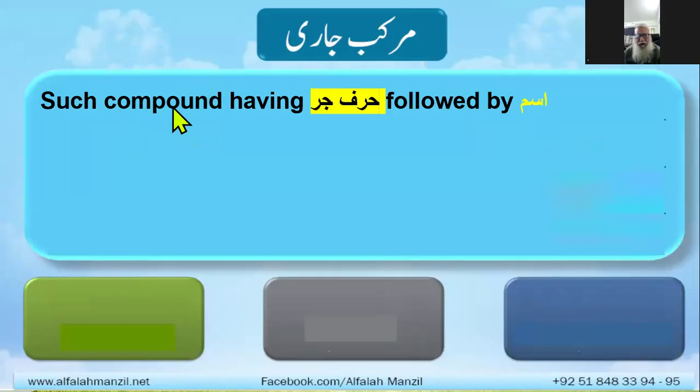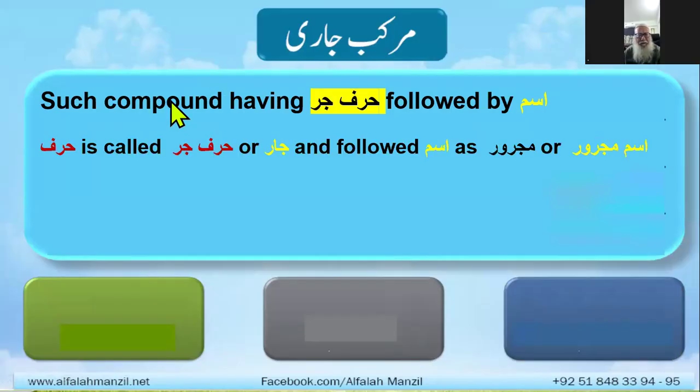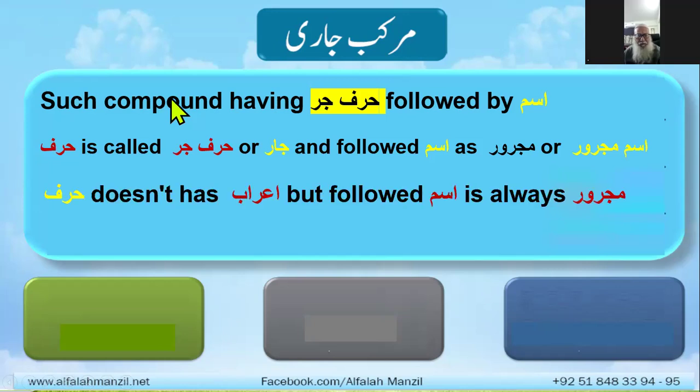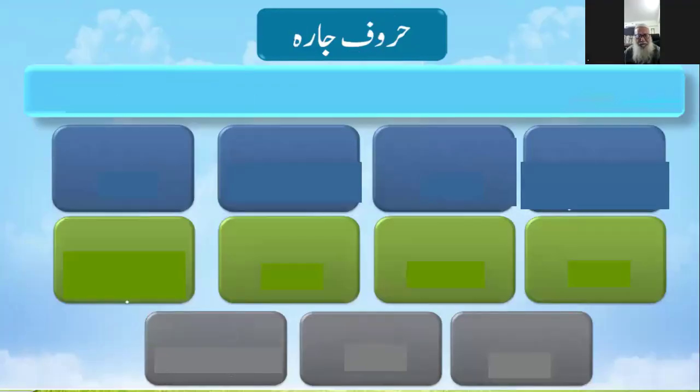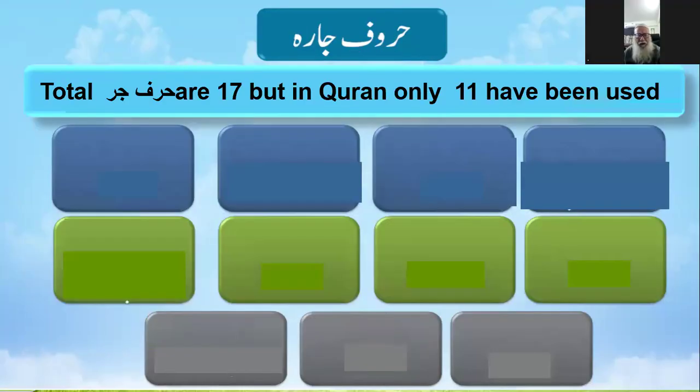Murakkab Jari is such a compound having the harf jar followed by an ism. The harf is called harf jar or the jar, and the following ism is called ism majrur. The harf does not have irab, but the ism has irab, that is majrur. Then we saw the example Bismillahi, Tallahi, Al-Jannah. Then we saw the huruf jar are 17, but the Quran has only used 11.